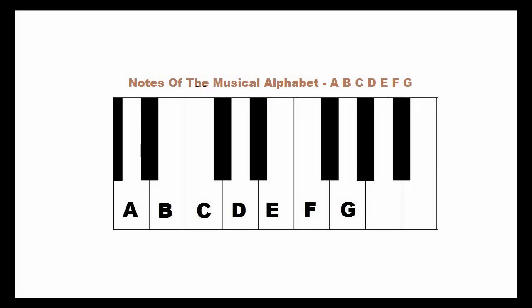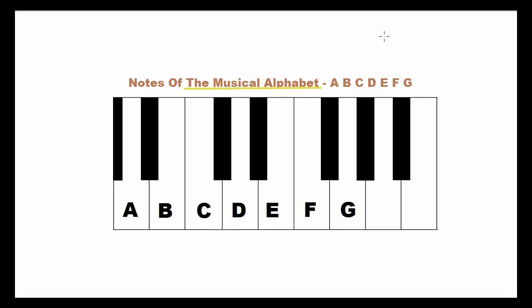Hello and welcome back. In today's lesson, we're going to talk about the musical alphabet. The musical alphabet is made up of the first letters of the alphabet: A, B, C, D, E, F, and G. I know many of you have a favorite band, song, artist, composer, or even better, a favorite instrument that you like to play.